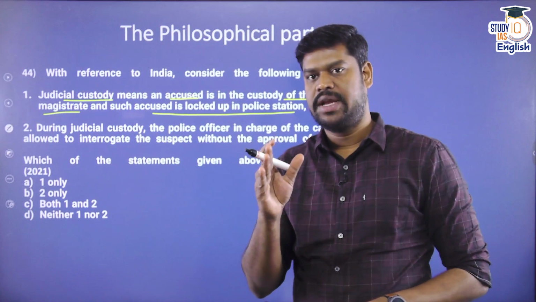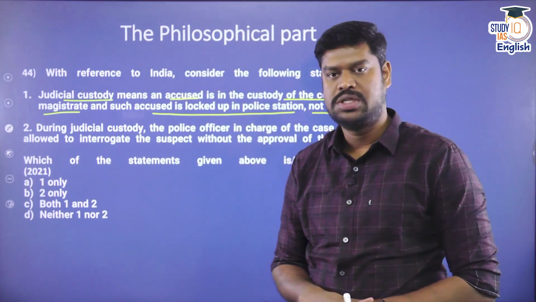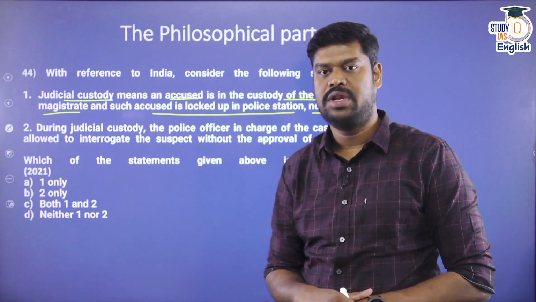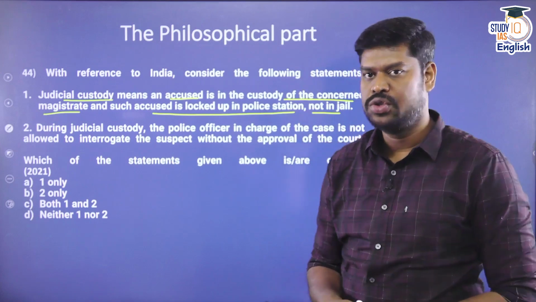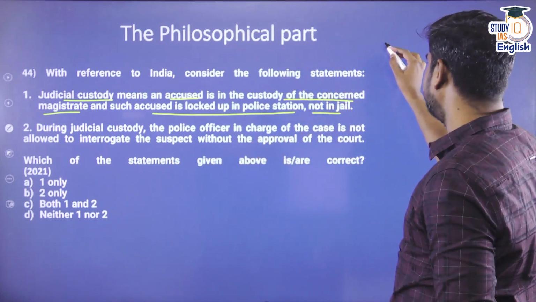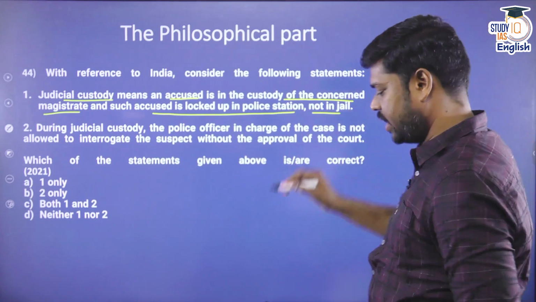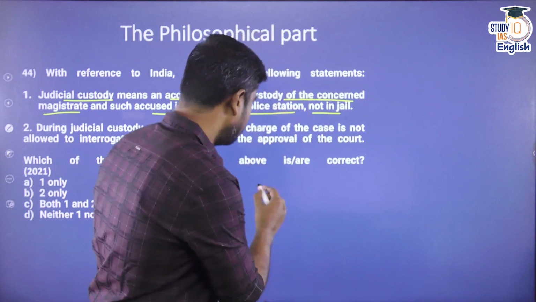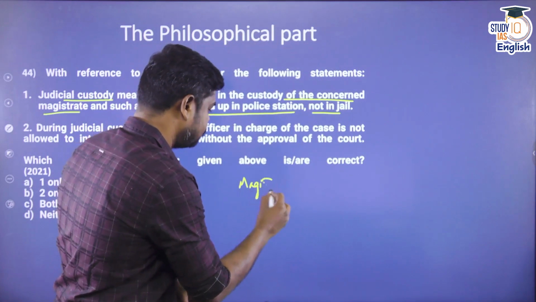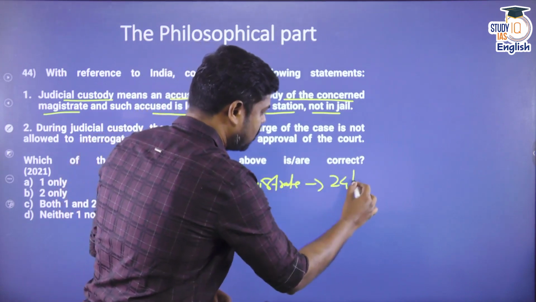We already explained very elaborately what punitive detention and preventive detention are in the 100 most important topics in polity for prelims 2023. You may refer to those videos also. But however, here let me give a brief idea. Whenever an individual is arrested by the police, they have to produce them before the nearest magistrate within a period of 24 hours.